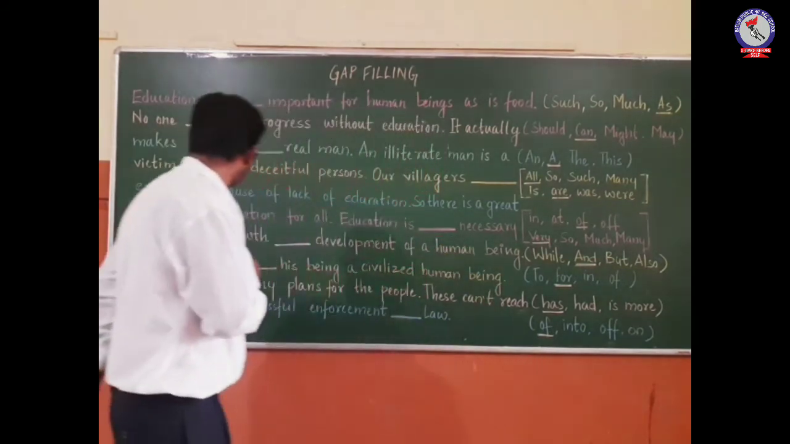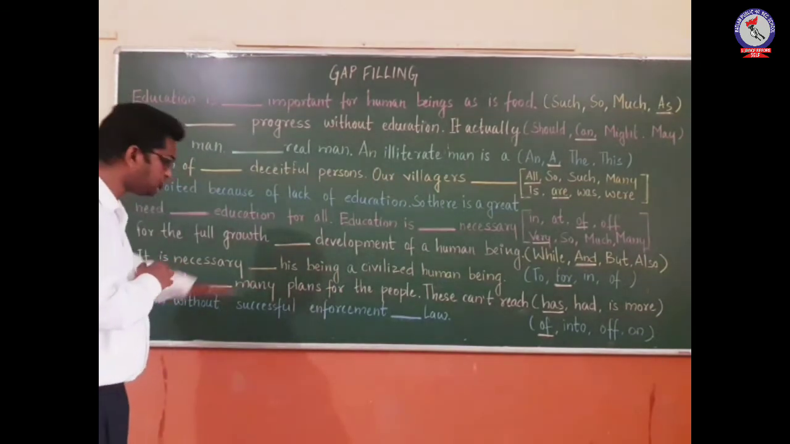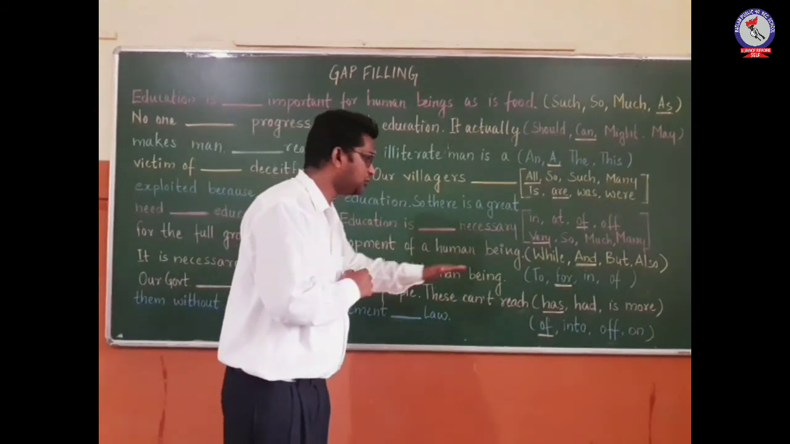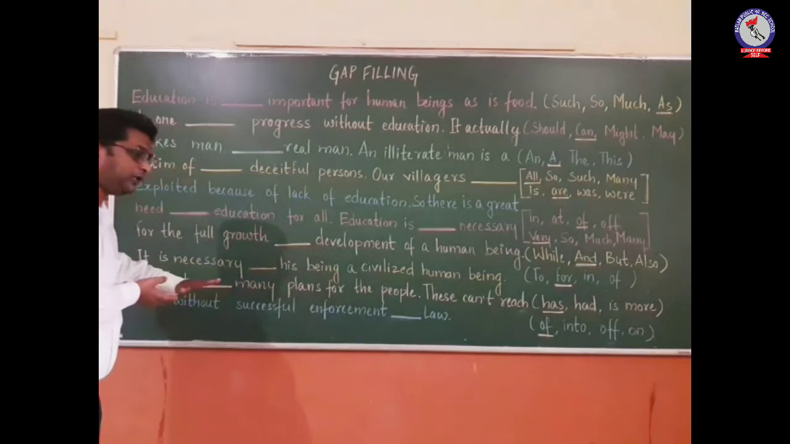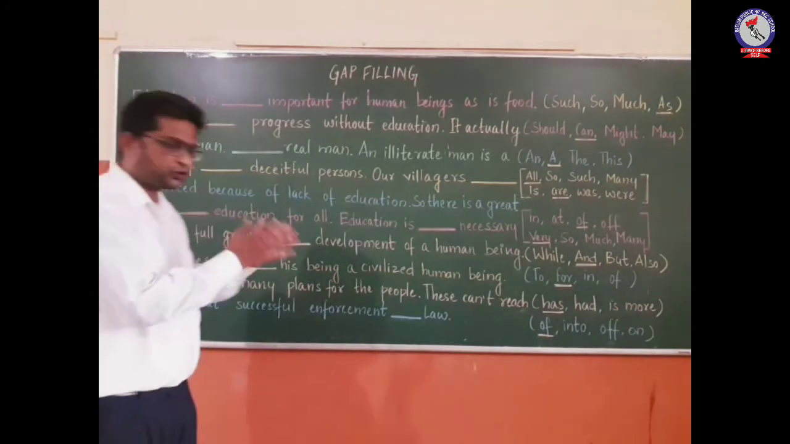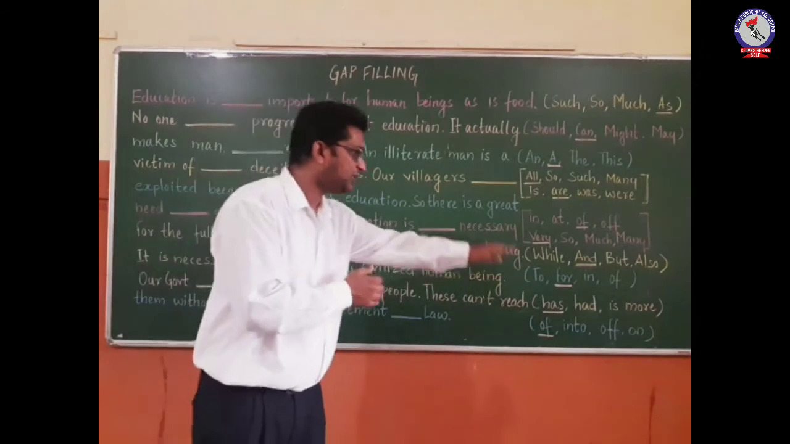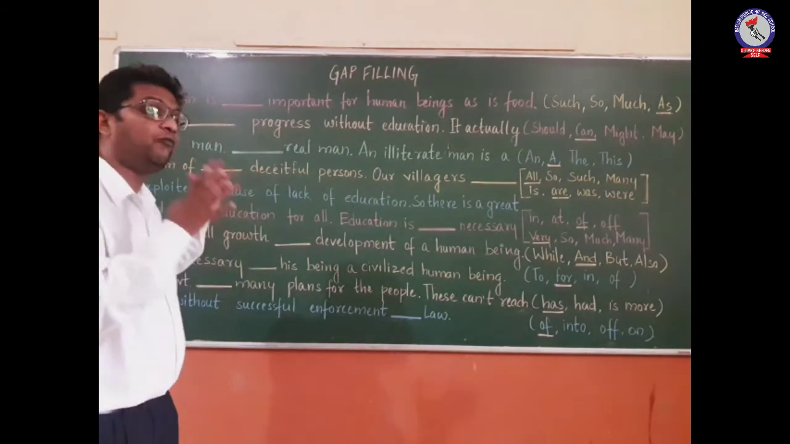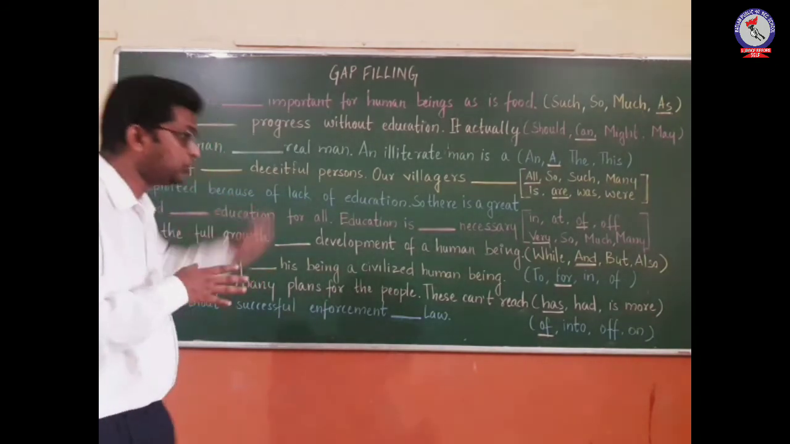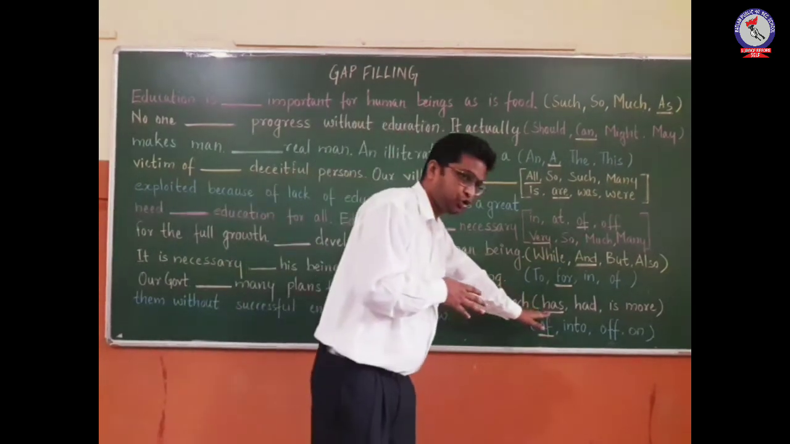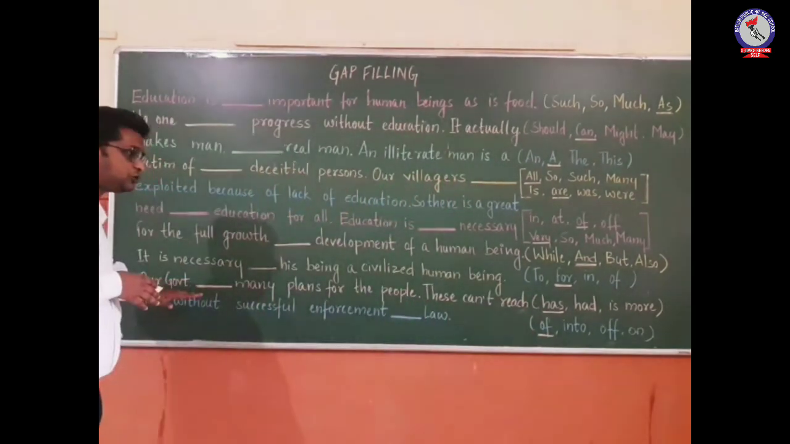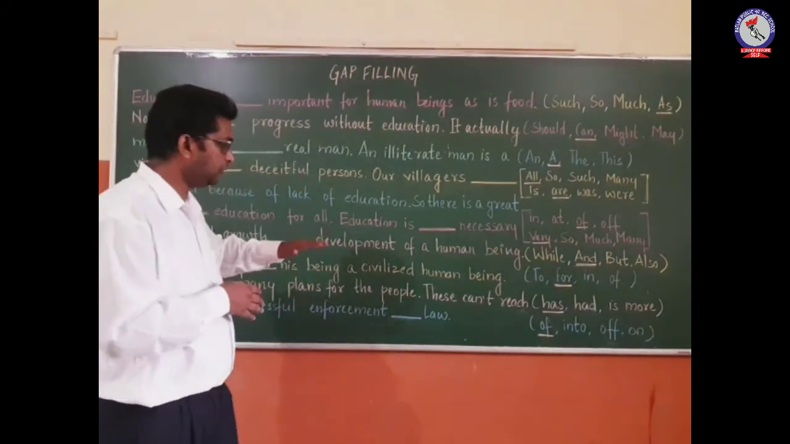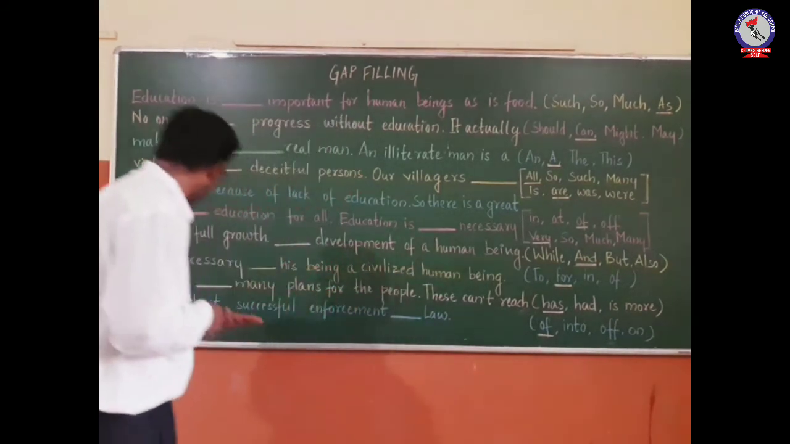Now the next sentence: our government dash many plans for the people. These can't reach. Now in the gap, which are the options that can be used? Has, had, is, more. Now you see here singular third person is used. So when the singular third person is used, we will use has. So here the right option is has. Our government has many plans for the people. These can't reach them.